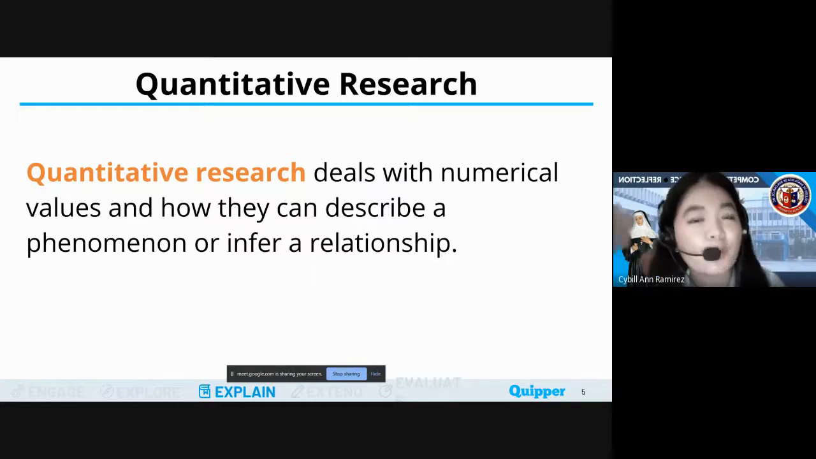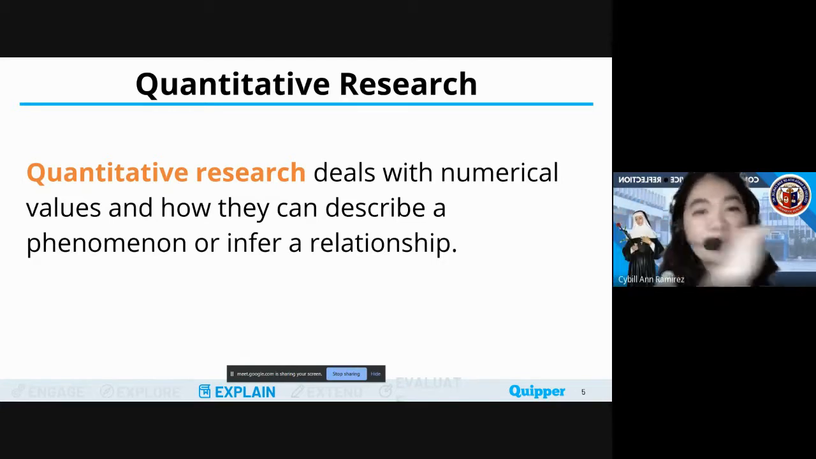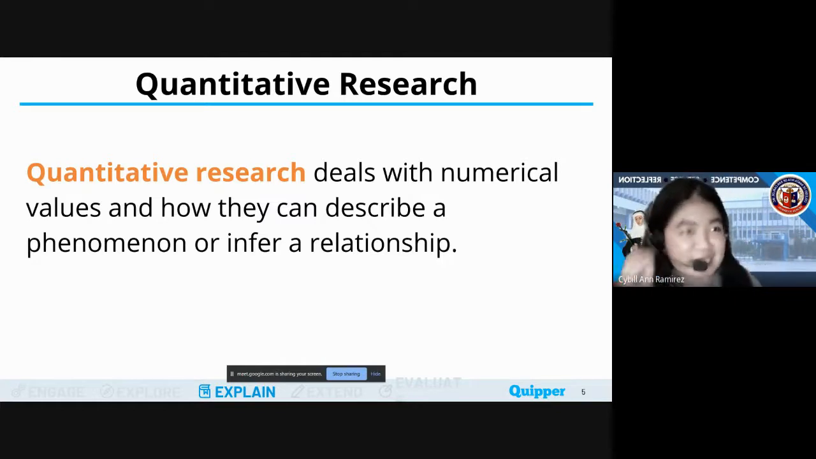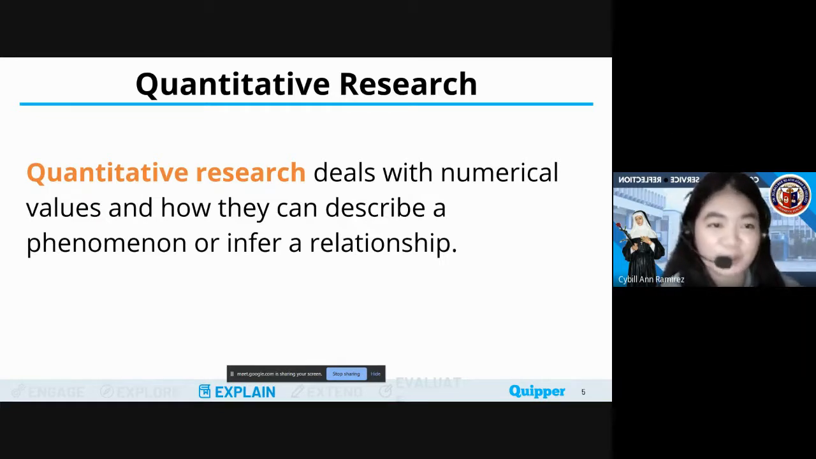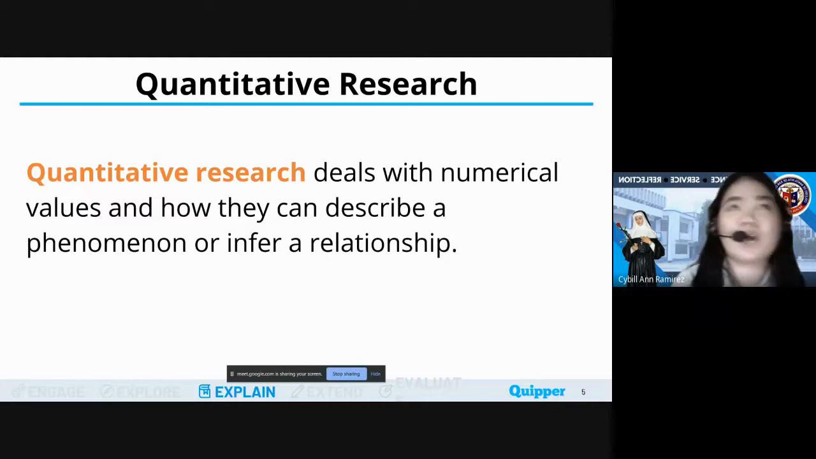Others would prefer qualitative because it's easier. If they look at the structure of qualitative research, it's actually quite shorter than quantitative, and it doesn't deal with statistics. Although there is a little statistics, it's not the same as quantitative, which heavily relies on statistics. But the setback of qualitative is that it looks easy, but when you execute it, it's difficult. Why?